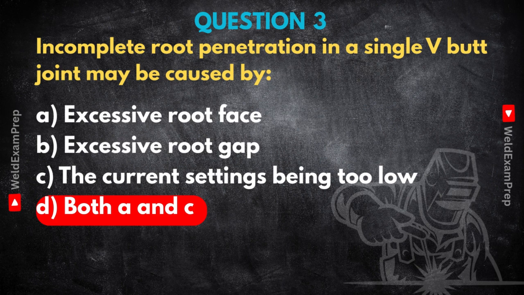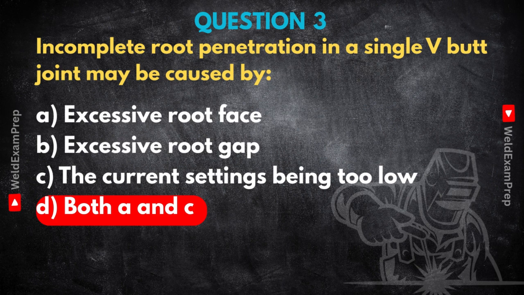Yes. Let's break that down. First, an excessive root face. That's the flat land at the bottom of the V-groove, right? Yeah. If that land is too thick, it creates a physical barrier. It's just too much material for the arc energy to melt through completely. Okay, like a roadblock. Pretty much. You might get fusion on the sides, but the weld just won't go all the way through the full thickness.